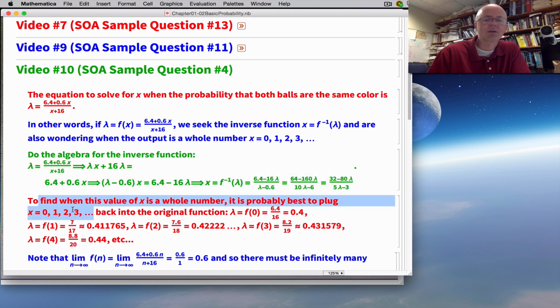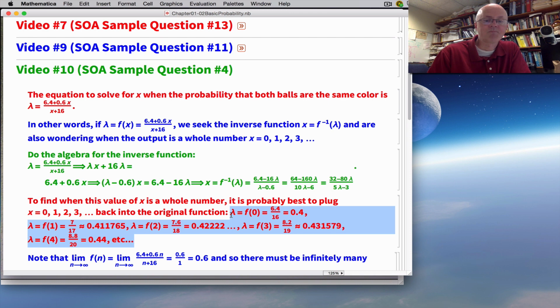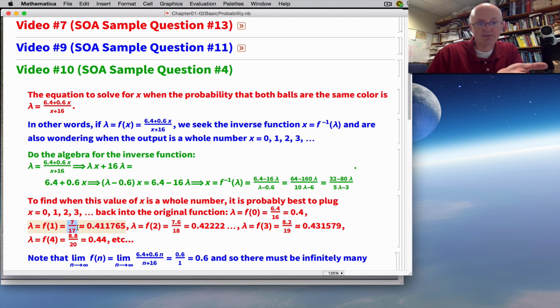To find when x is a whole number, it's probably best to plug x equals 0, 1, 2, 3, etc. back into the original function to get these numbers. So these would be the first 5 solutions for lambda when x is a whole number. Now remember, we're really trying to solve for x. So it's these values of lambda, 0.4, this thing 7/17, 0.42 with the 2 repeating, that would give you x values that are whole numbers. So if you were creating a bunch of different exam problems like this, these are the lambdas that you could use. And here's our old friend, the 0.44 right there.